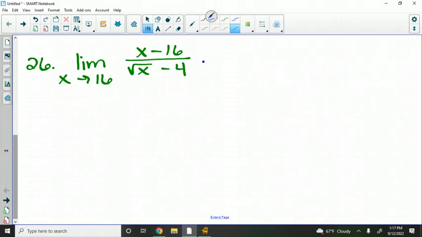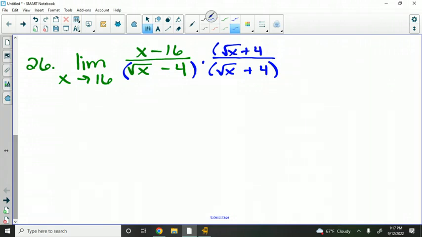So we're going to multiply by square root of x plus 4. So conjugate, you keep it, but change the sign. But if I multiply the bottom by that, I also have to multiply the top by that. I got to balance it out. So this is the conjugate method. Now, that top part, I'm not going to mess with it. I'm just going to copy it over. So I'm going to make it x minus 16 times the square root of x plus 4.